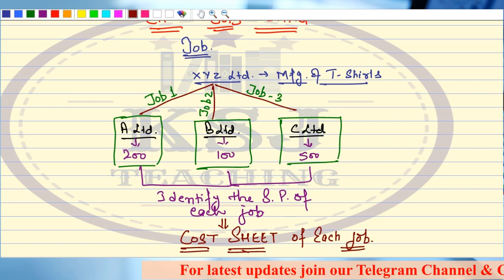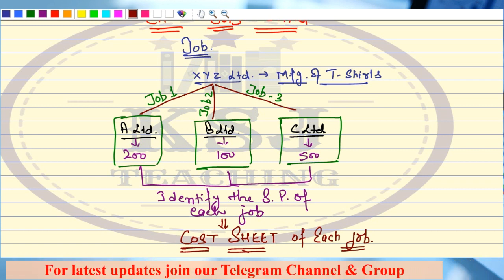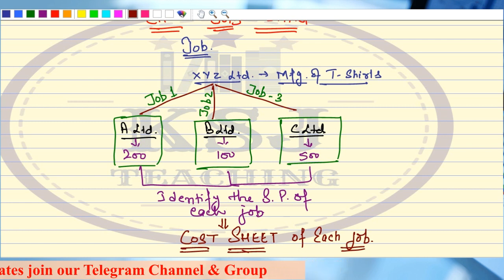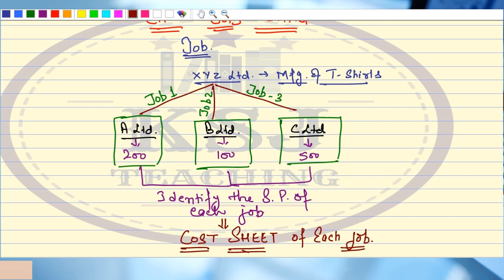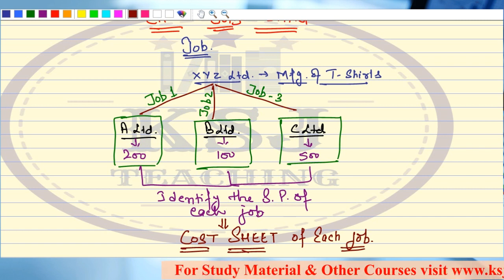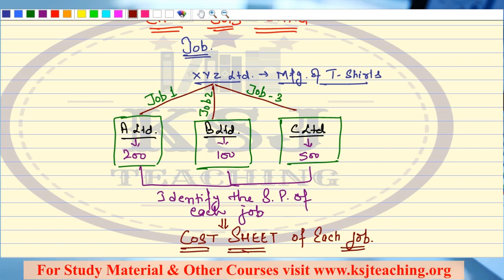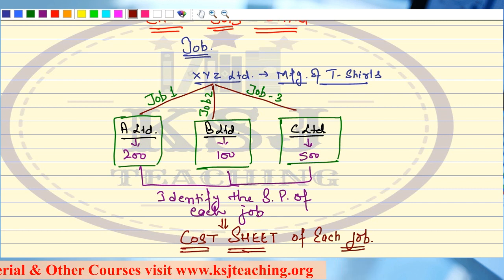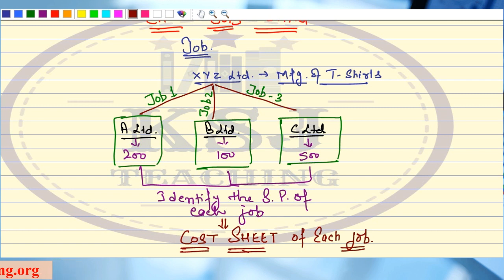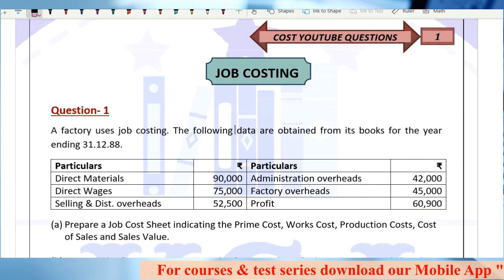Similarly, for job number 3. Clear? So ultimately, what is the goal? The ultimate goal is to prepare the cost sheet of each job to find out the total cost and the selling price, right? That's it. That is why I told you that you should know how to prepare the cost sheet, right? Okay, ji. Any doubts? So conceptually, there is nothing more in job costing that we have to discuss, right? So I think we should move on to the practical part now. Let's solve a few good problems on job costing.